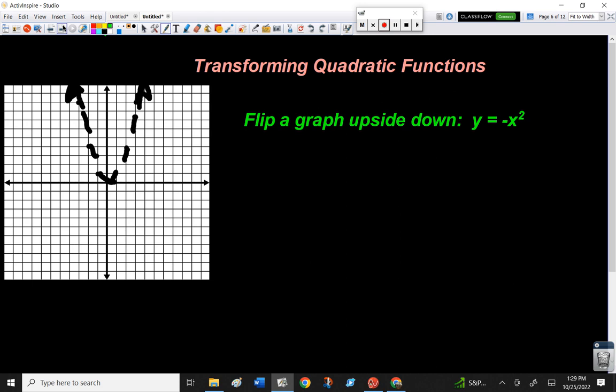Go ahead and graph this one. It's going to flip our graph upside down. So here we go.